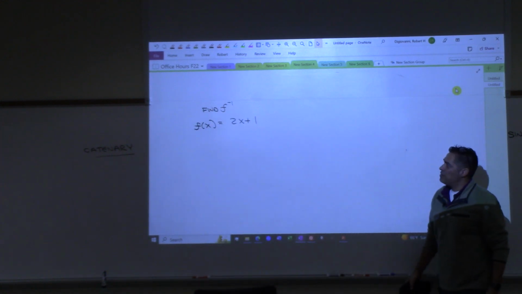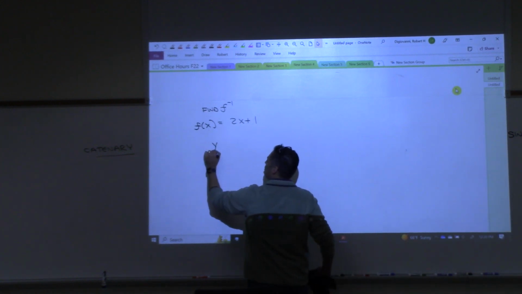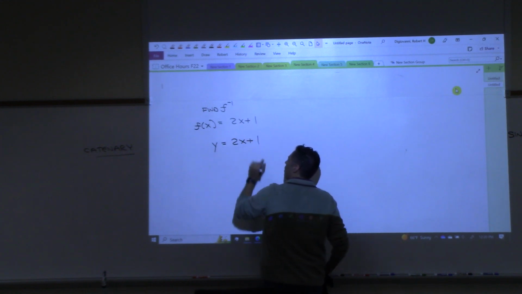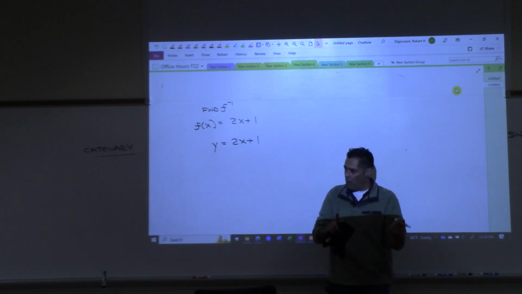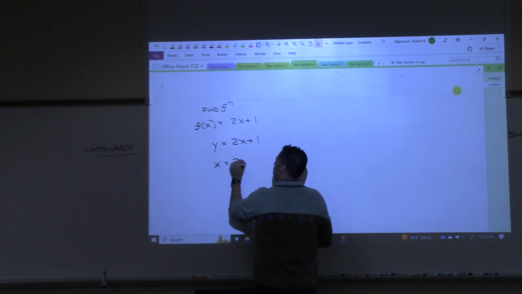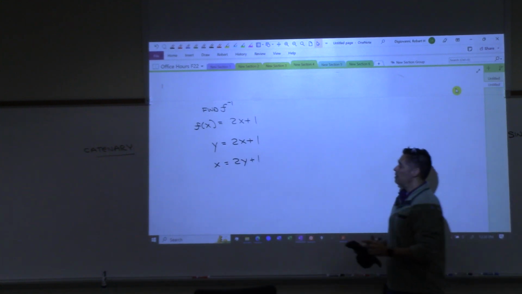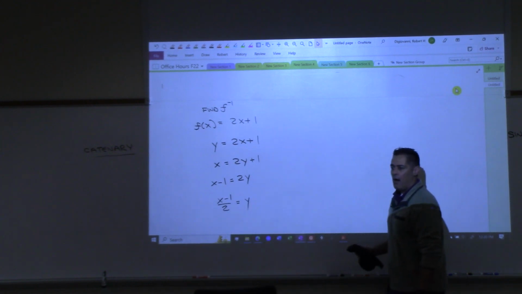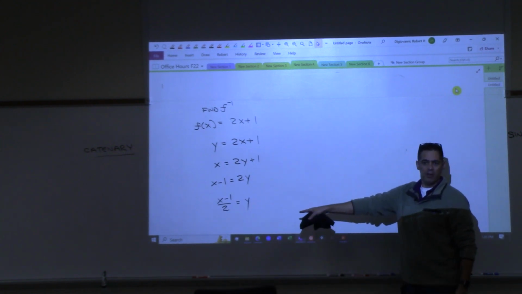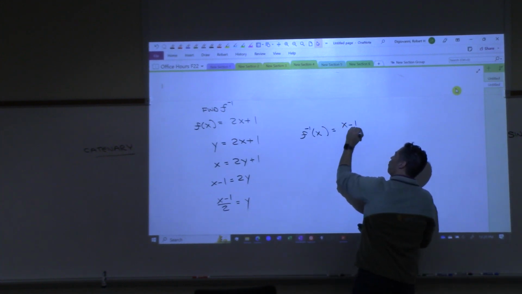Does anyone remember how to do this? Yeah, okay, so a lot of you know. What you do first, you replace f of x with y, and now you switch x and y. Everywhere you see a y, put x. Everywhere you see x, put y. So I put x here, 2y plus 1, and then what do we do? Solve for y. So get y by itself. So you subtract 1 on both sides, divide both sides by 2. Once you solve for y, that's your inverse. So the inverse function is (x minus 1) over 2.